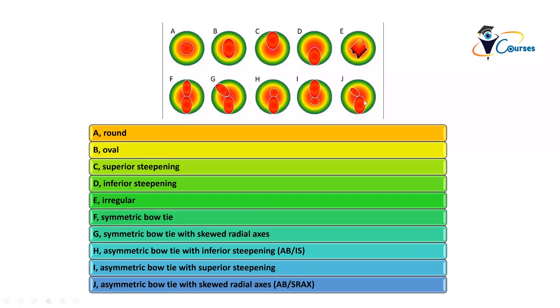Asymmetrical bow tie with inferior steepening and skewed radial axis is very, very suspicious for keratoconus. So if we want to summarize the suspicious patterns of keratoconus, it will be D, H, J, and a little bit of G. Okay. So this is the first thing to interpret in the topographic map or curvature map, which is the pattern. What will be the pattern of the map?